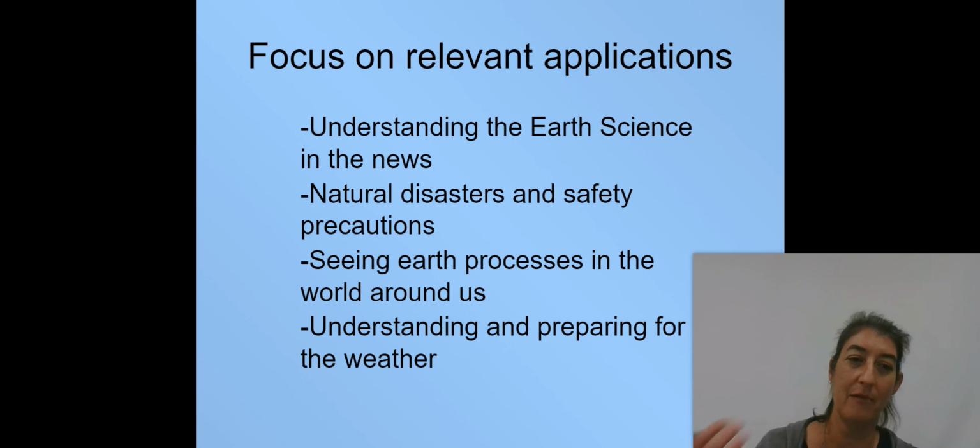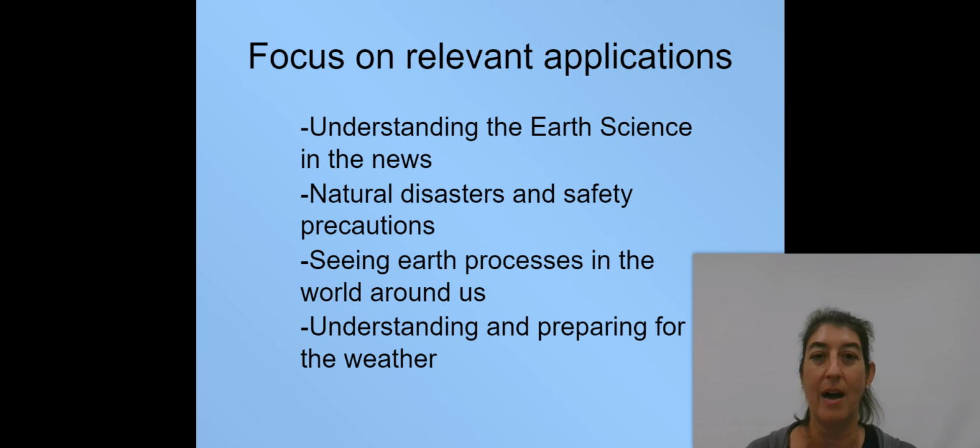And then, as I mentioned, one of my goals is to help students see this class as relevant to their lives by focusing on those places where we apply what we've been learning or where we see what we've been learning in the world around us. So we'll talk a lot about what's going on in the news that's earth science related and how we understand those things we're hearing about in the news.